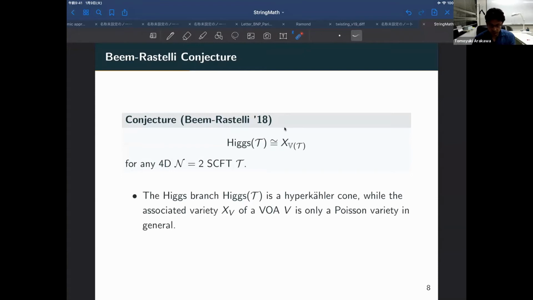And also because everything comes from physics, it should be nice. But the VOA obtained as the image of a 4D theory is not Lie's. I explained Lie's VOA is very nice, but this cannot be Lie's in general, because this means that the Higgs branch is a point.